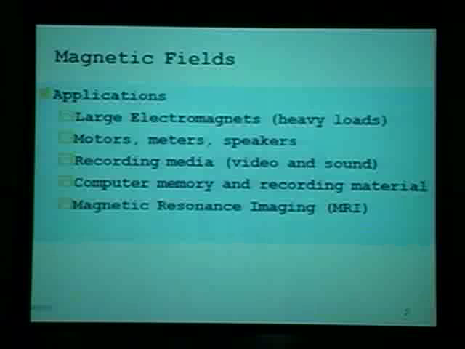MRI, an incredible technique, and it's getting better and better, and one of the advances in the next 10 years is how good this is going to be, where you can actually see inside the human body without having to use surgery and invasive techniques.